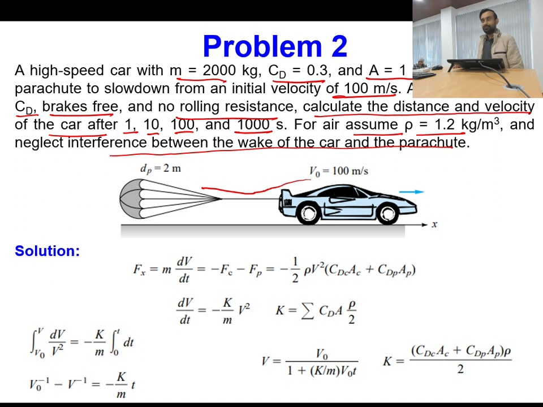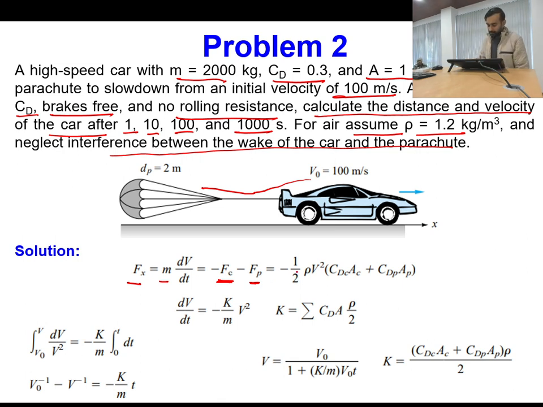The solution is already given over here, so you can clearly see. First, what we have done, we have written the equation of motion. So in the equation of motion, all the forces which are acting will be equal to mass into acceleration, so m into dv by dt. And what are the forces acting? First is the drag force acting on the car, so minus Fc, and the drag force acting on the parachute, minus Fp. Other than these forces, there is no other force acting.